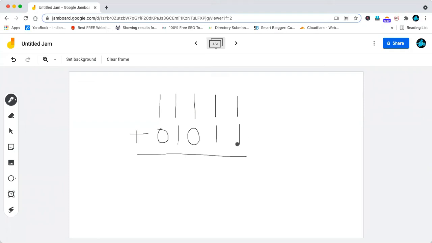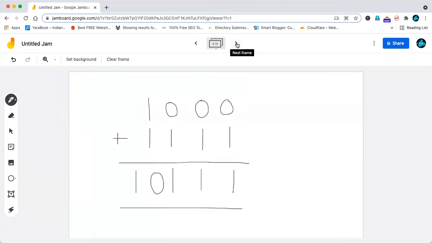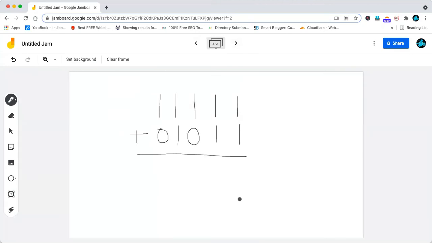So 1 plus 1. Here we have seen, 1 plus 1 equals 10. So what we'll write? We'll write 0 here, and 1 will be carried forward. So I have written 1 here. So now 1 plus 1, which is given here, is 10. But now 10 plus 1 equals 11.